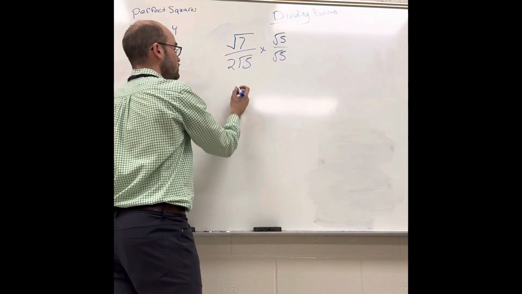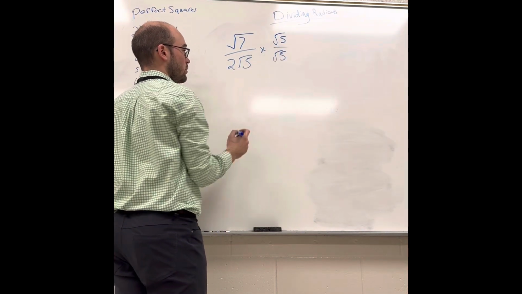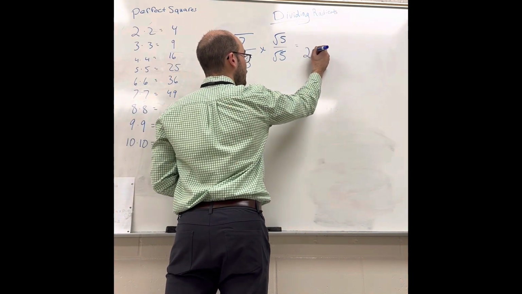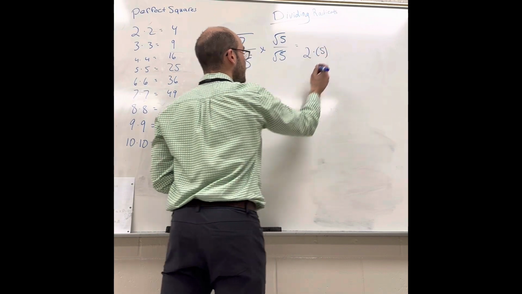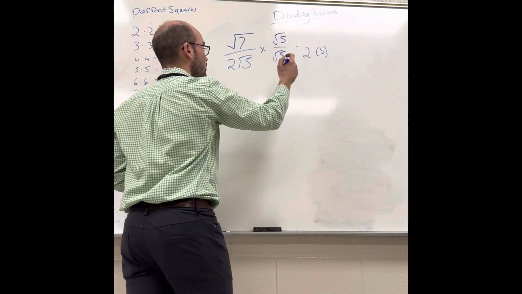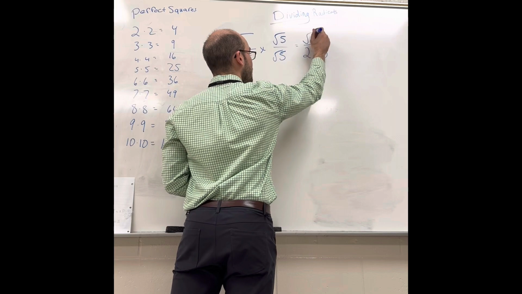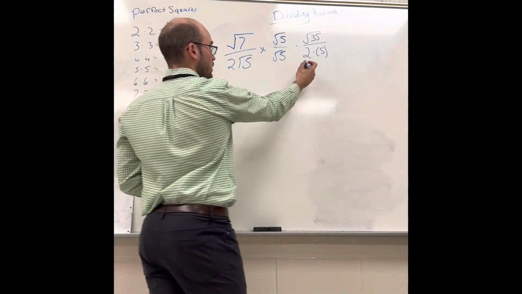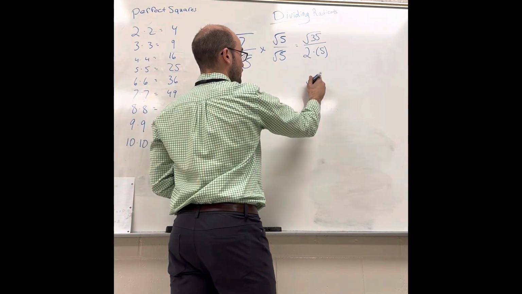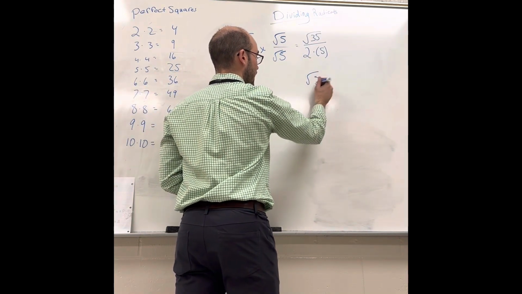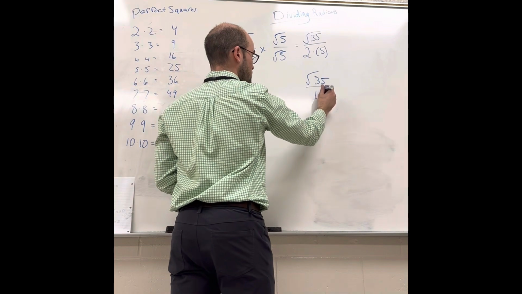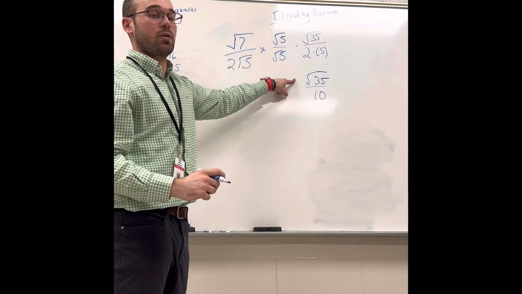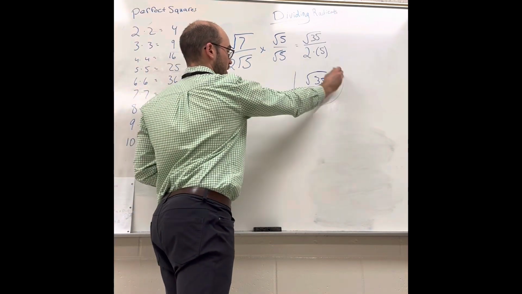2 radical 5 times radical 5 would give me 2 times 5. Radical 7 times radical 5 would give me radical 35. Let's simplify this bottom up. We've got radical 35 over 2 times 5, 10. Radical 35 can't break down any further. We've got our final answer.